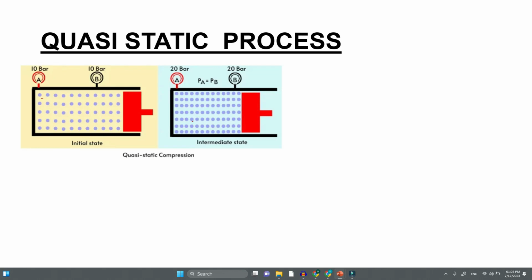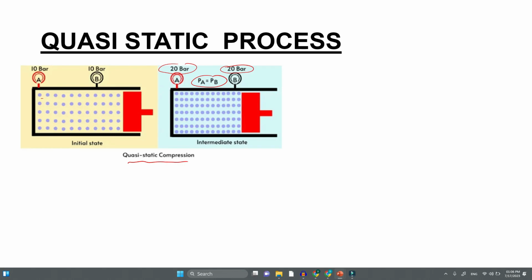Now the piston is moved suddenly. Okay, so initially, let us say that the piston is moved very slowly. Since it is moving very slowly, the gas here doesn't get compressed faster than the gas here. So if you measure the pressure, you can see that it is 20 bar throughout. PA is equal to PP. That is the intermediate state, and this is called quasi-static compression.